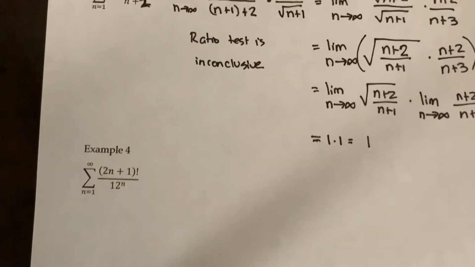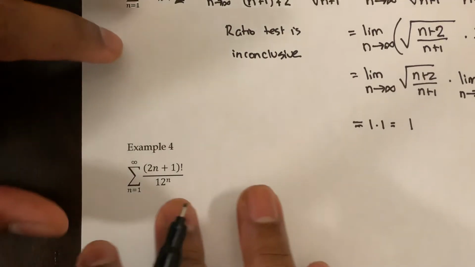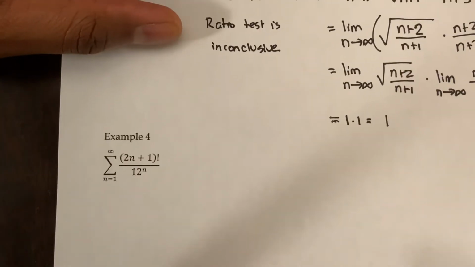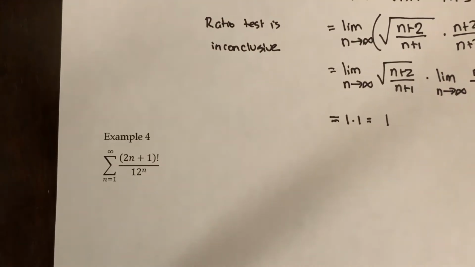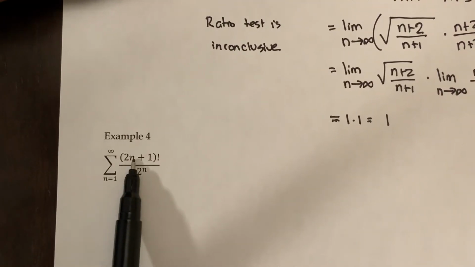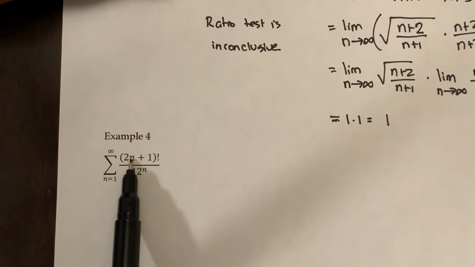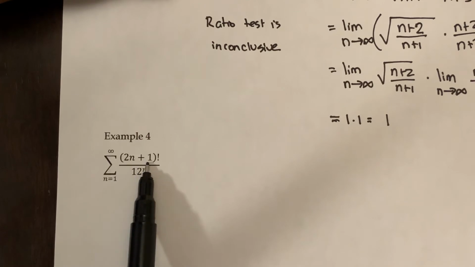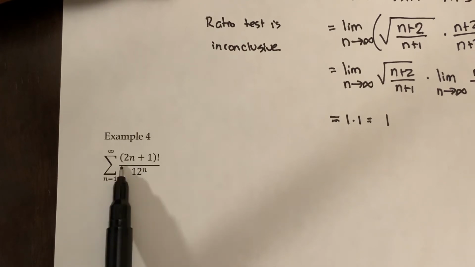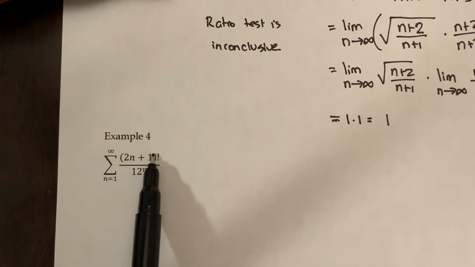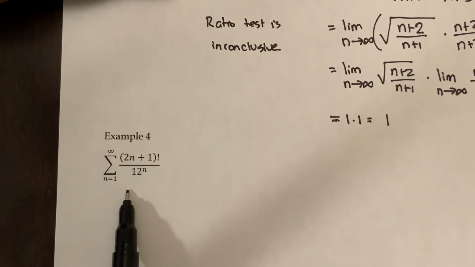And so for the last example, we have 2 to the n plus 1 factorial divided by 12 to the n. So again, this is one of these cases where inspection is really difficult because even if we start out with n equals 1, we're going to have 3 factorial, which is going to be 3 times 2 times 1, so 6 over 12. But then when n is 2, we're going to have 5 factorial over 144.